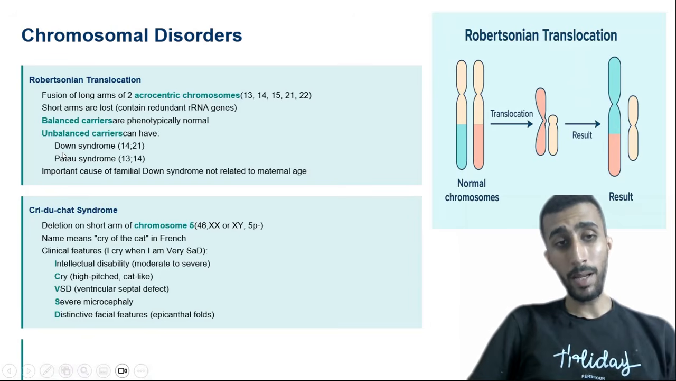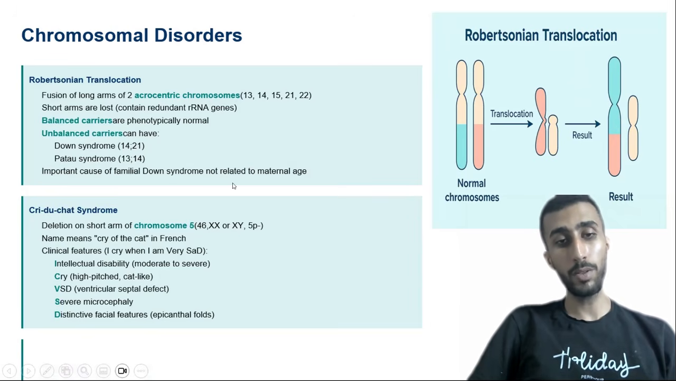This occurs at the level of Down syndrome between 14 and 21, and Patau syndrome between 13 and 14. So again, Patau syndrome is 13, so the 14 is a cofactor. So 14 and 21 is Down syndrome, 14 and 13 is Patau syndrome. Remember, they have the anomaly at the level of chromosome number 13, and Down syndrome at the level of chromosome 21. So 14, 21, 13, 14.